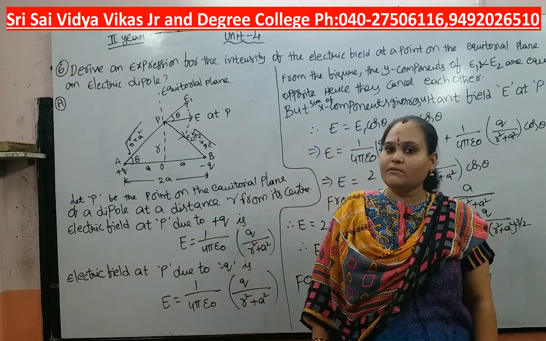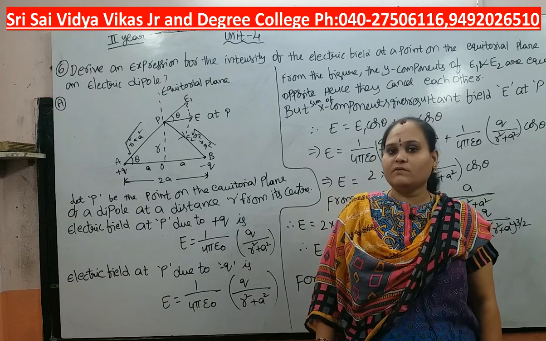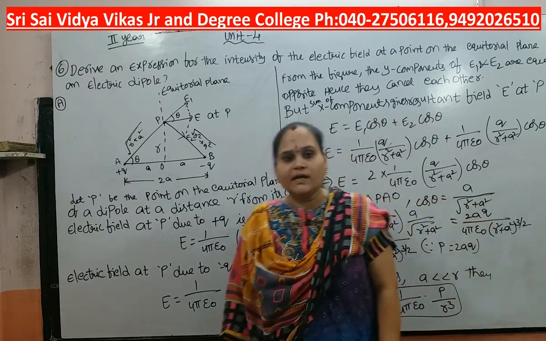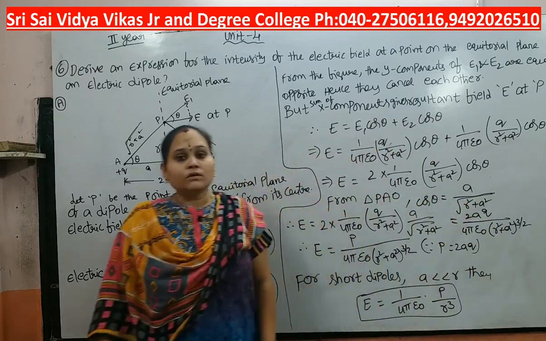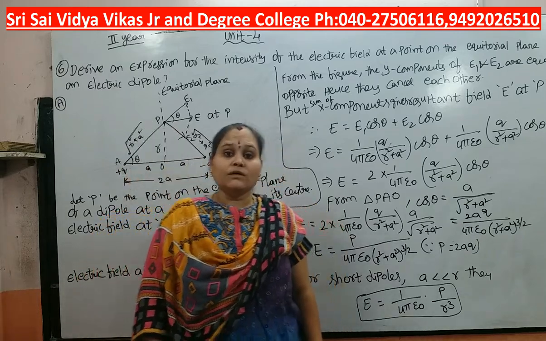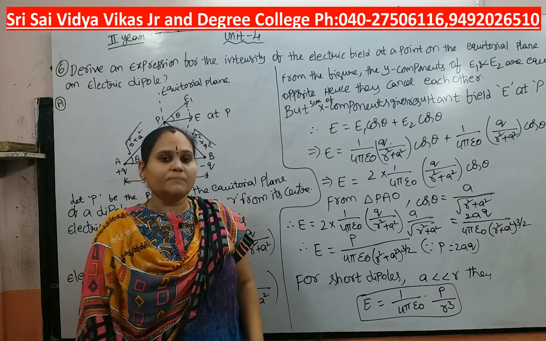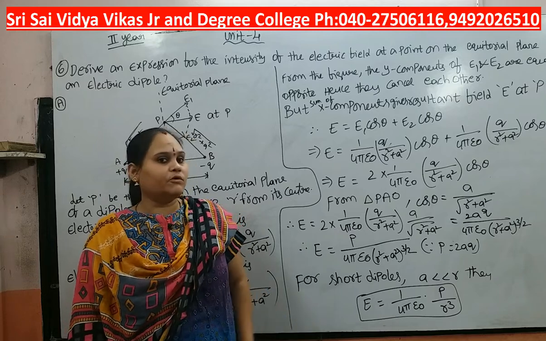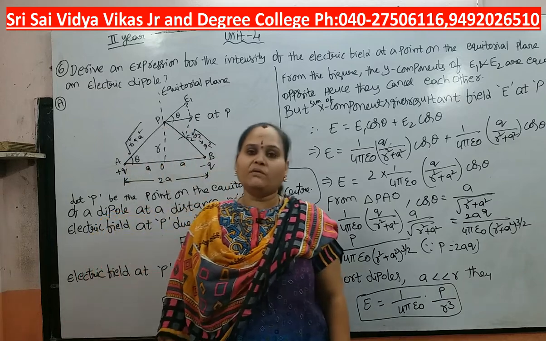From the triangle PAO we can write cos theta equal to a by square root of r square plus a square. Substituting that value, we get E equal to 2aq by 4 pi epsilon naught into r square plus a square whole power 3 by 2. But 2aq is nothing but the electric dipole moment p. So we can write E equal to p by 4 pi epsilon naught into 1 by r square plus a square whole power 3 by 2.